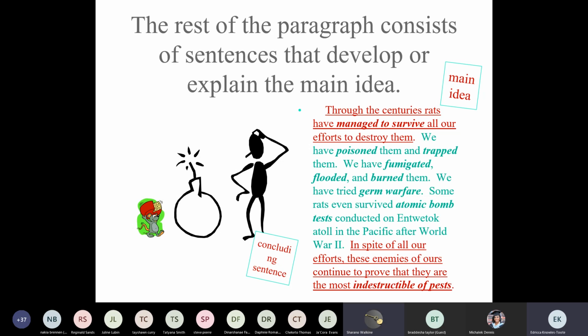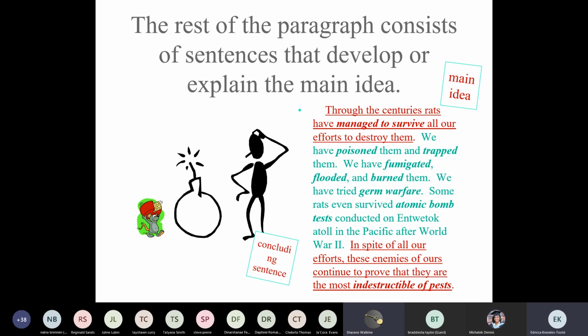Through the centuries, rats have managed to survive all our efforts to destroy them. That is our topic sentence. That is the one sentence in this paragraph that tells us what the paragraph is going to be about. So this is the controlling idea or the main idea of the paragraph. And normally we find the main idea of the paragraph in that first sentence. Okay? So our topic sentence is: through the centuries, rats have managed to survive all our efforts to destroy them.